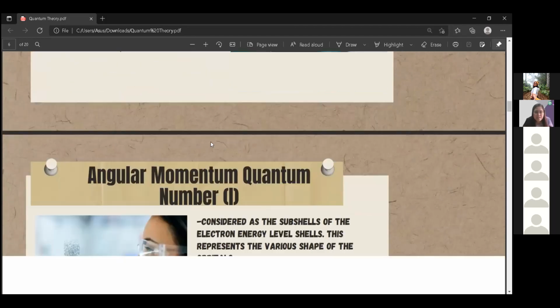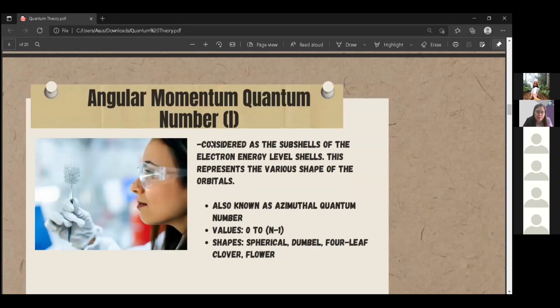The second one is the angular momentum quantum number, or that's the L. Actually, it's not really written like that, but this is more of a cursive L. That is the symbol of angular quantum number. Other name for angular quantum number is azimuthal quantum number. Okay? Now, ano naman ang nire-represent ni angular quantum number?